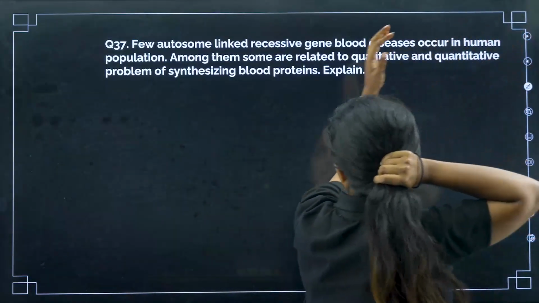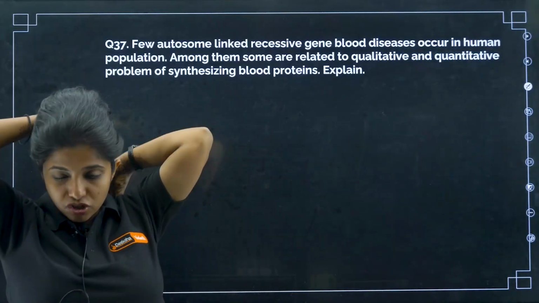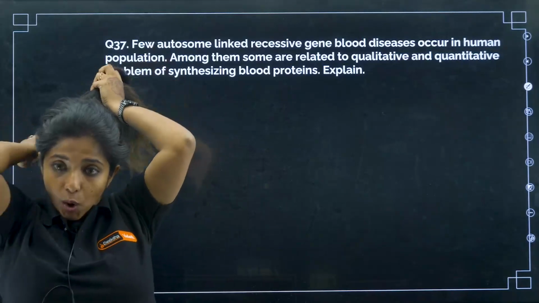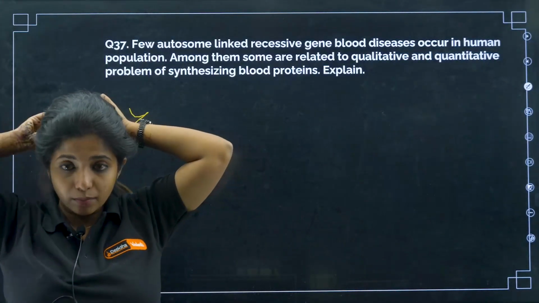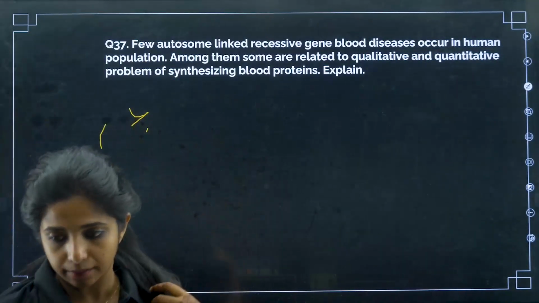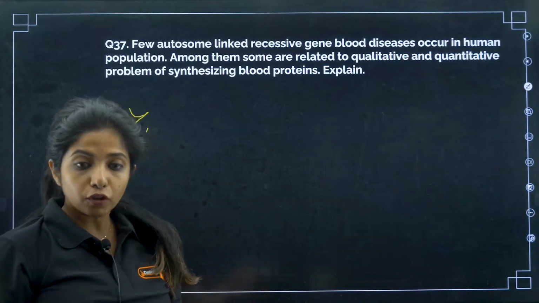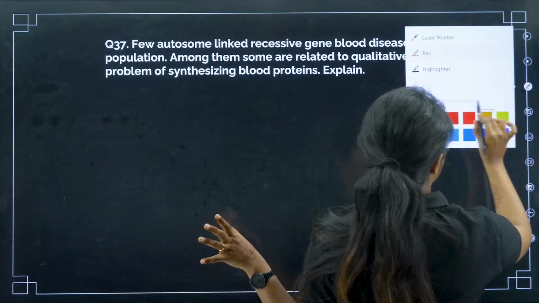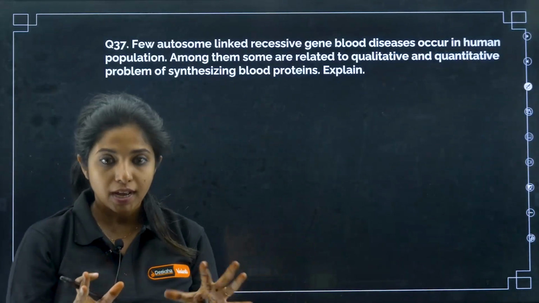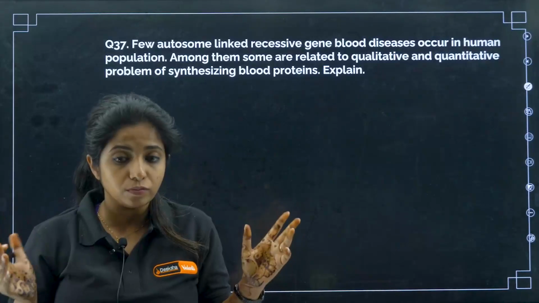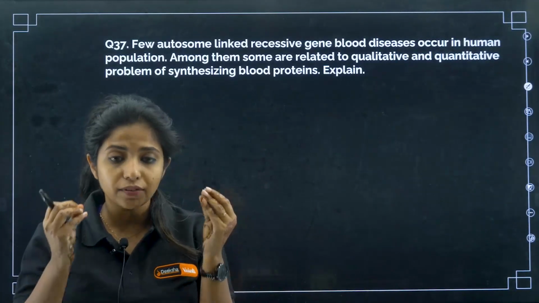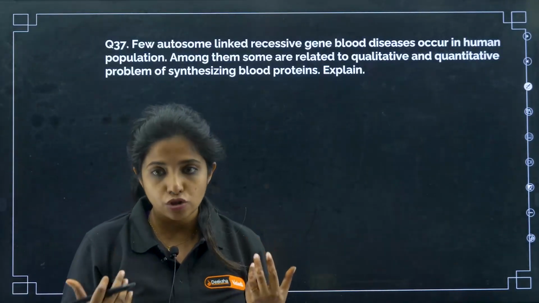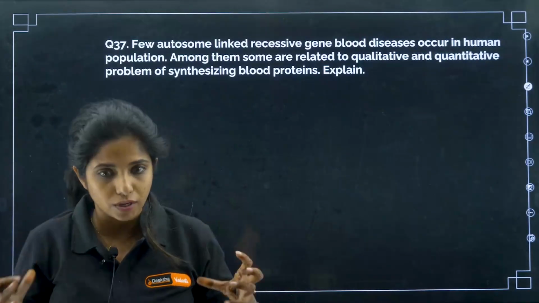Going ahead with the next question that we have. Few autosome-linked recessive gene blood diseases occur in the human population. Among them, some are related to qualitative and quantitative problems of synthesizing blood proteins. Example, explain. My dear children, so few autosome-linked recessive disorders, as in what? Basically, they are not sex-linked disorders. It is just on the other chromosomes. There is some mutation in the other chromosomes, not your sex chromosome, and it is a recessive condition. That means when both the alleles are recessive, that's when this particular disease is shown in that population.